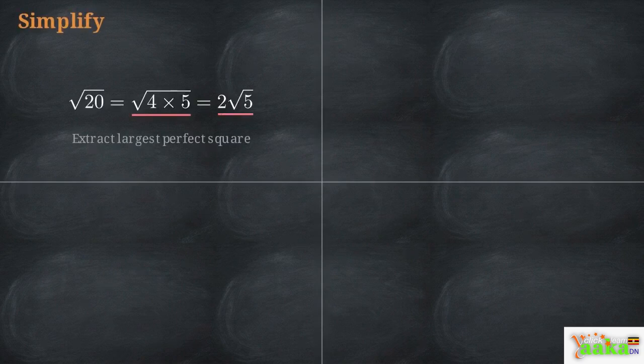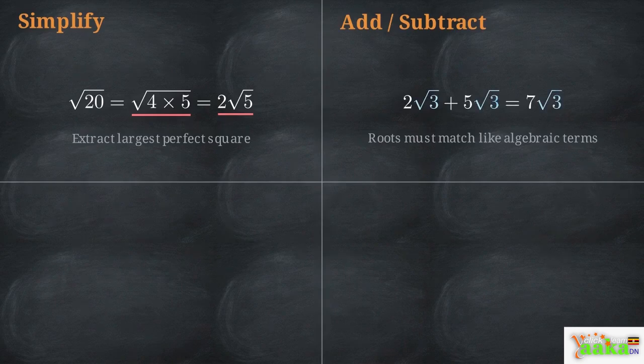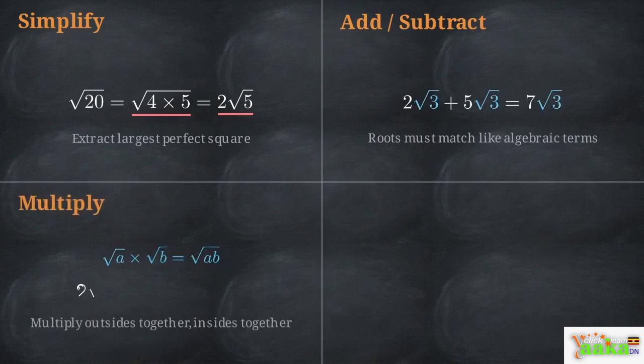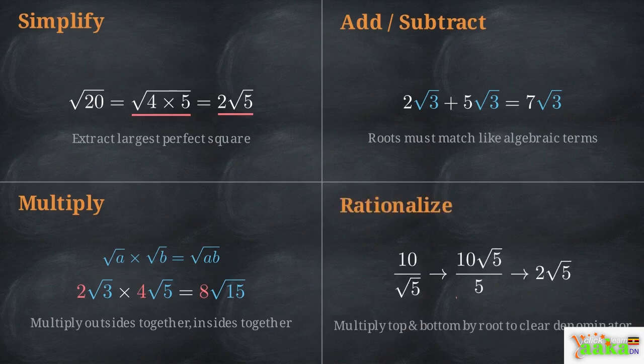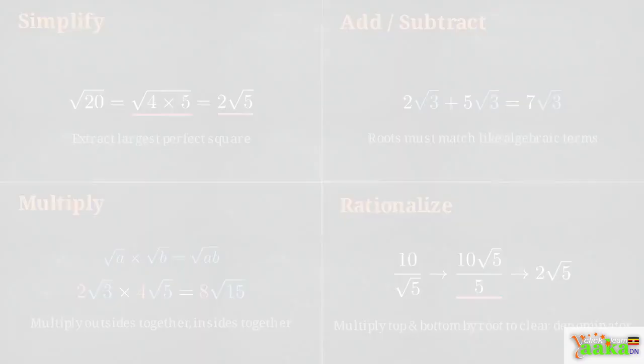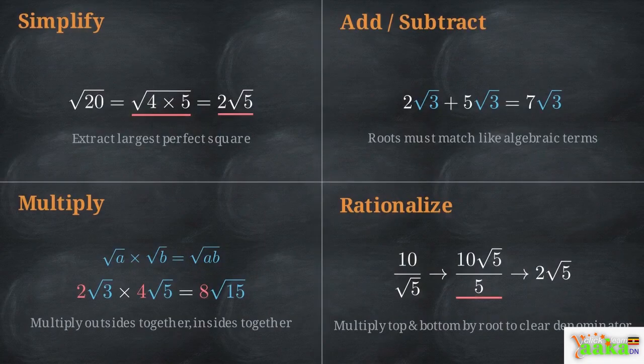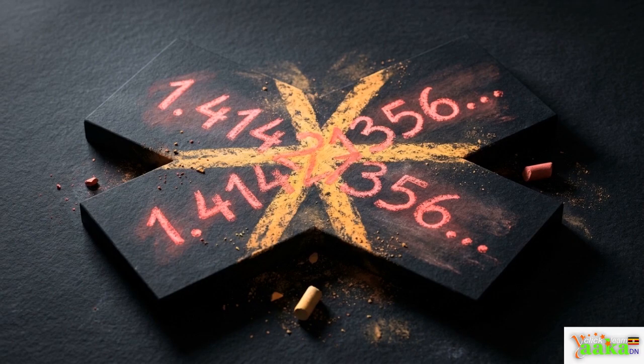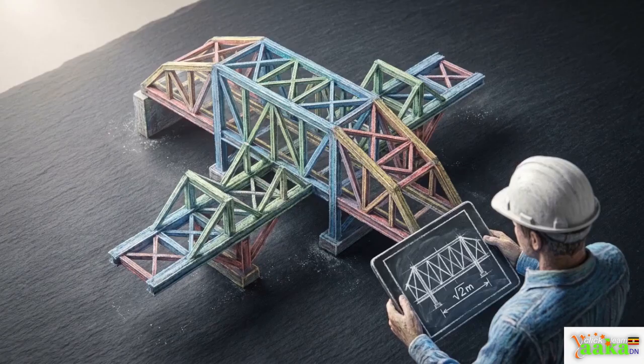This chart summarizes the core mechanics for surds. You simplify by extracting perfect squares, add or subtract only when roots match, multiply outsides with outsides and insides with insides, and rationalize to clear denominators. You should take a screenshot of this summary grid now. It provides the exact steps needed to solve any surd operation in the syllabus. Mastering these operations means you no longer rely on rounded decimals. You can carry the exact value through every step of a calculation, maintaining the level of precision required by architects and engineers.